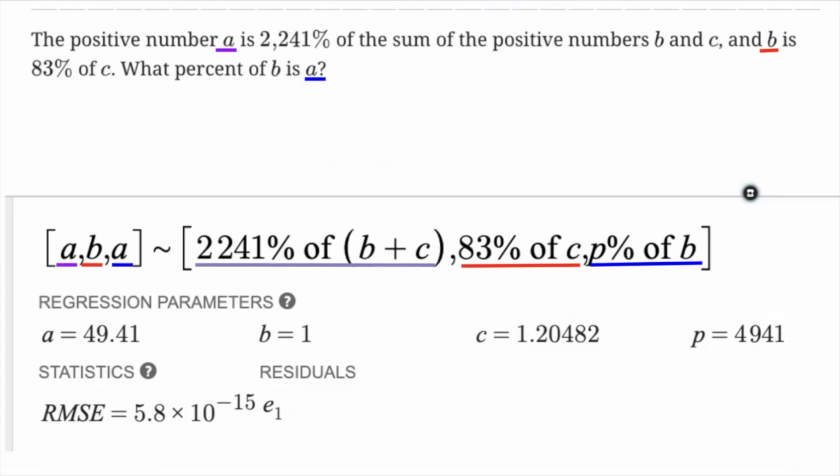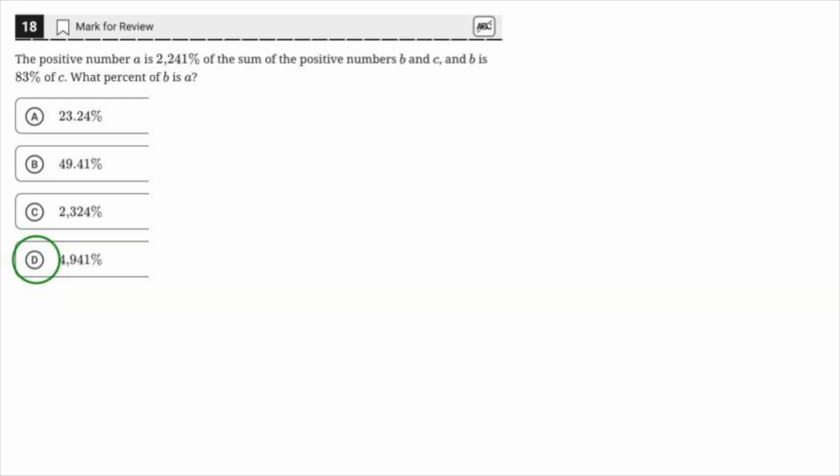And then lastly, what percent of B is A? So you have A on the left side. And then for what percent of B is A, I said P% of B on the right side. And then notice that it just gives me the answer. What you want is what percent of B is A. So you want P, and P is 4,941. And that, in fact, is the answer. That's your answer as a percent. And that's what you want.